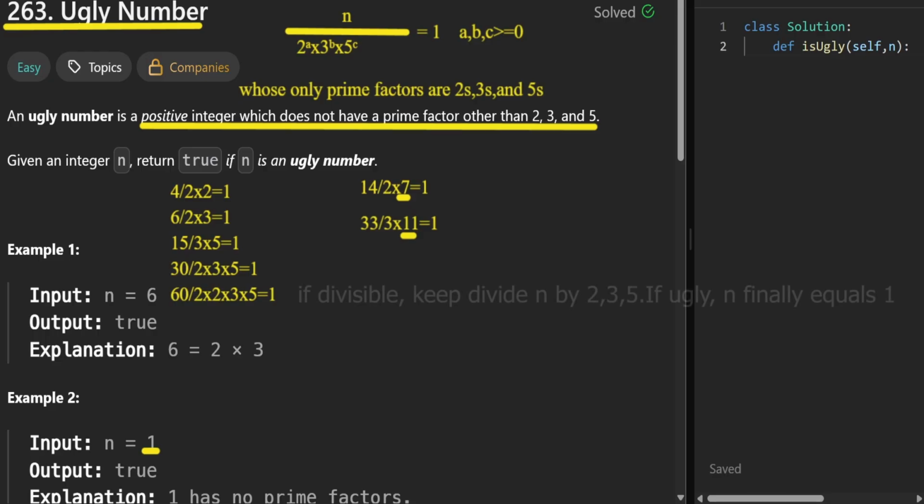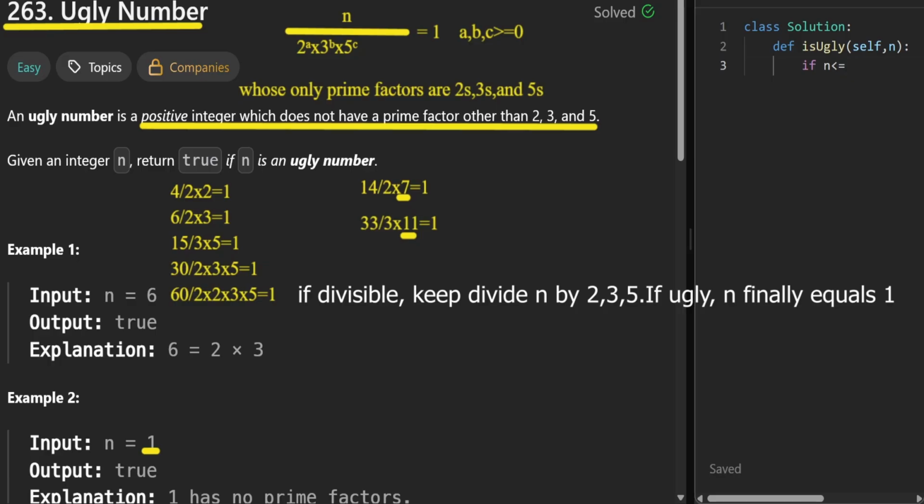So if we divide n repeatedly by 2, 3, or 5, it means we remove all those factors. In the end, we should get 1 if it's ugly. If it's not 1, then it's not ugly. Let's put Python to work.